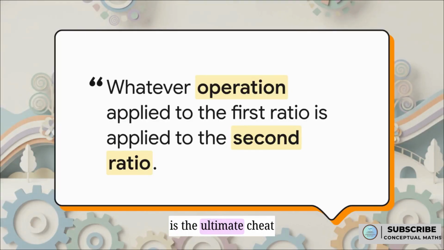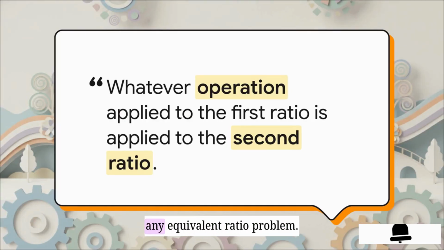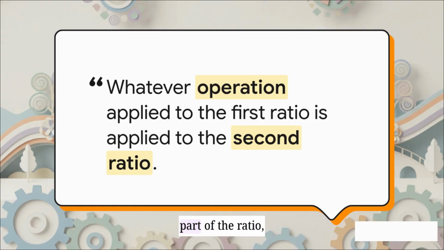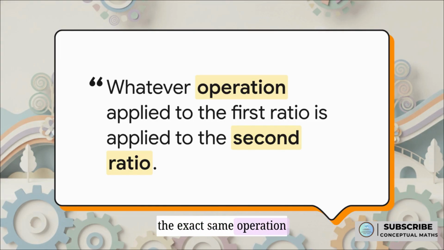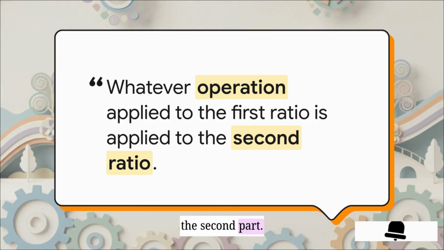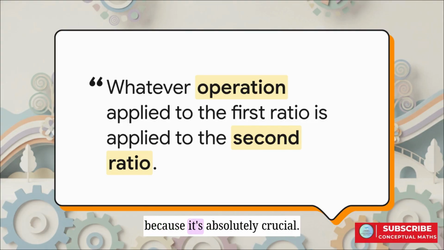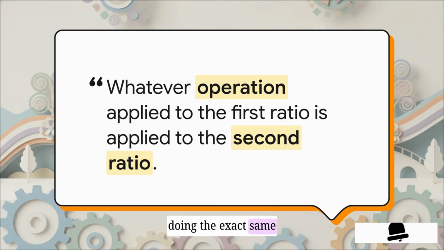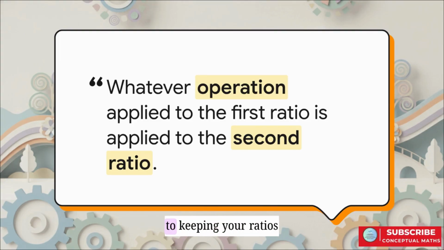So here is the ultimate cheat code for solving literally any equivalent ratio problem. Whatever operation is applied to the first part of the ratio, the exact same operation must be applied to the second part. I'm actually going to repeat that because it's absolutely crucial. Whether you're multiplying to scale up or dividing to simplify down, doing the exact same thing to both sides is the golden key to keeping your ratios perfectly balanced.